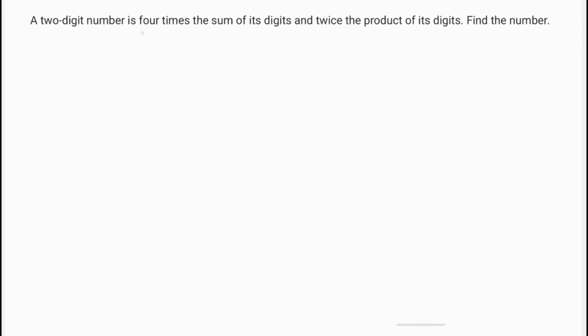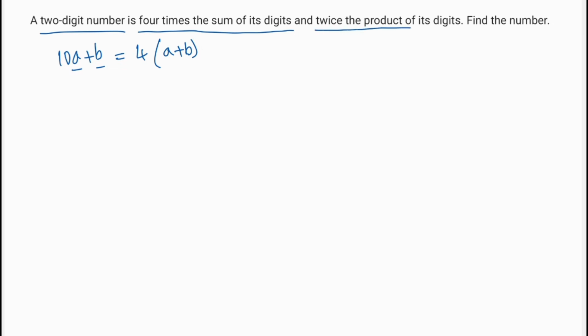A two-digit number is 4 times the sum of its digits. Okay, see, a two-digit number 10A plus B is 4 times, 4 into sum of its digits. The digits are A and B. Okay, sum of its digits are A plus B. Okay, and the two-digit number is also equal to twice the product of its digits. The two-digit number is equal to 2 times the product of its digits, AB.